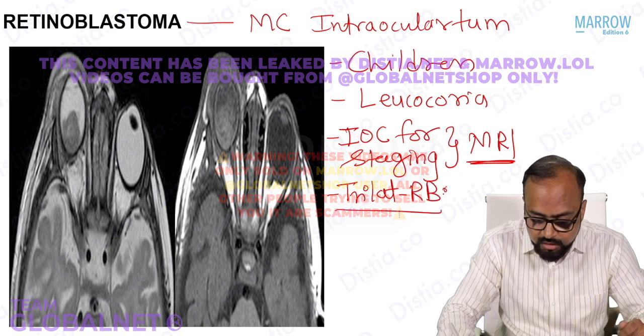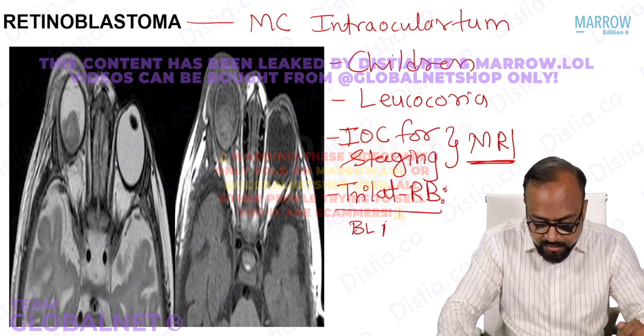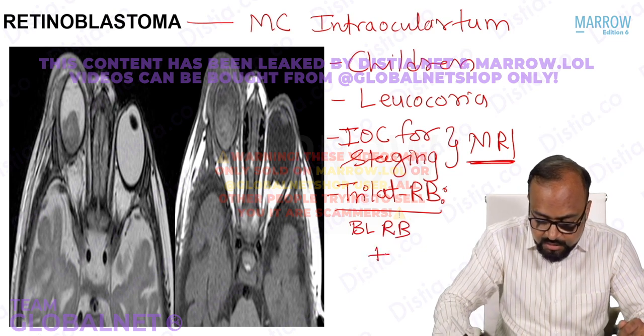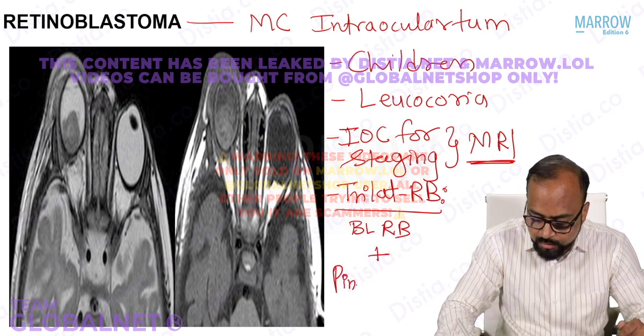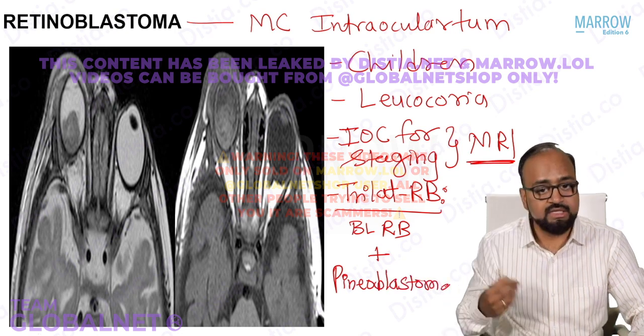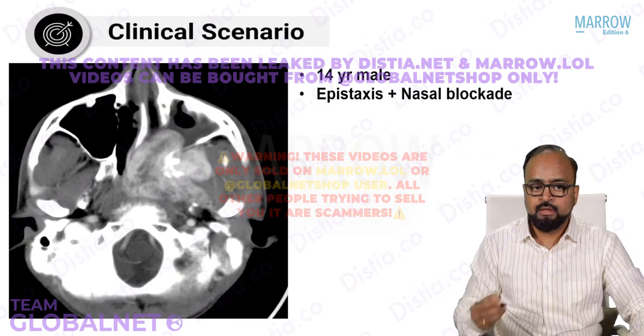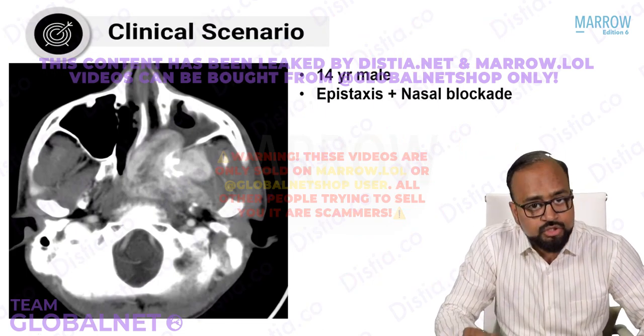Trilateral retinoblastoma is a combination of bilateral retinoblastoma plus a pineoblastoma. So this is what is called a trilateral retinoblastoma. Now look at this specific clinical situation.